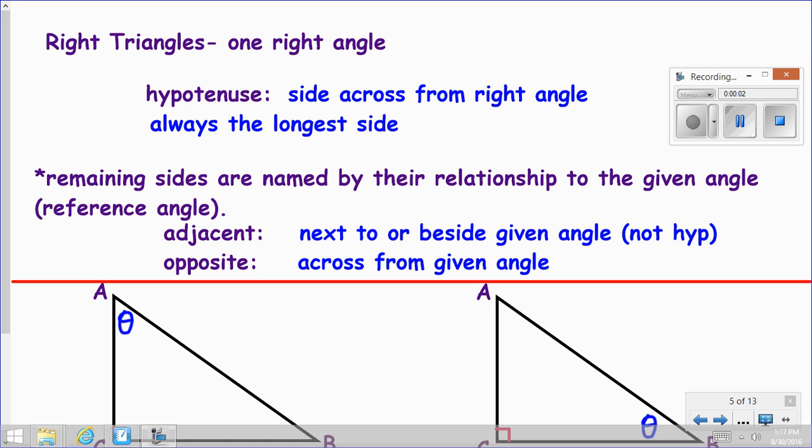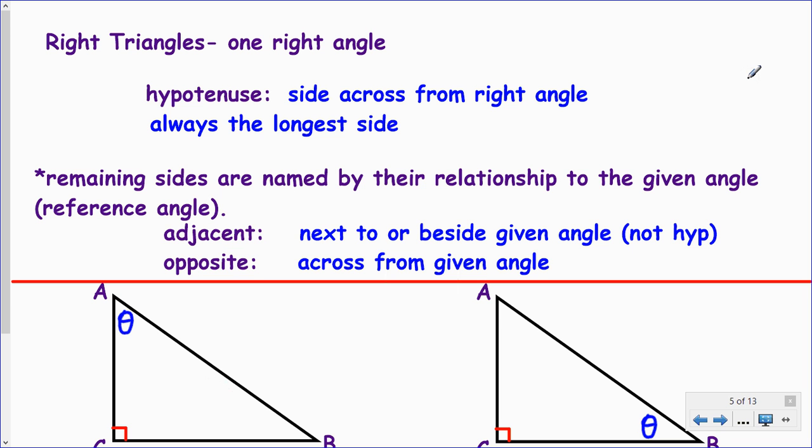Hi everyone, this is where we left off in our notes today in class, and so we were talking about right triangles. And so remember, a right triangle is just a triangle that has one right angle, and we have some special names for the sides. The side across from the right angle is called the hypotenuse. It is also the longest side of the triangle.